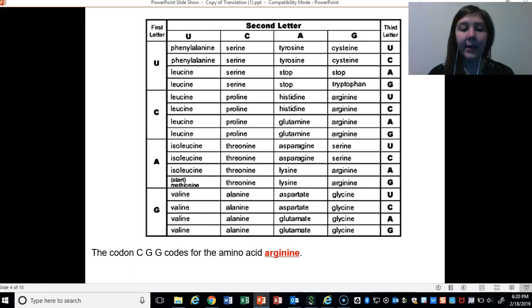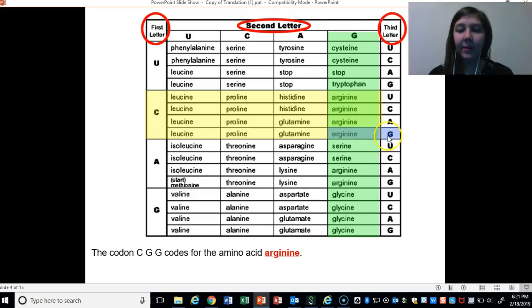So again, if we look at CGG, I'm going to start with my first letter, C, and then G is going to take us to this far column on the right. And then my third letter, G, shows us that it is arginine. And you'll see there are many different codons that possibly code for one specific amino acid.